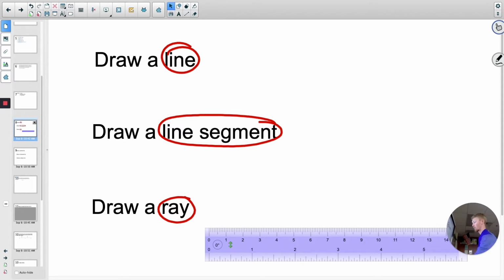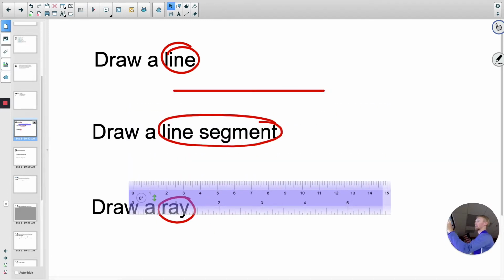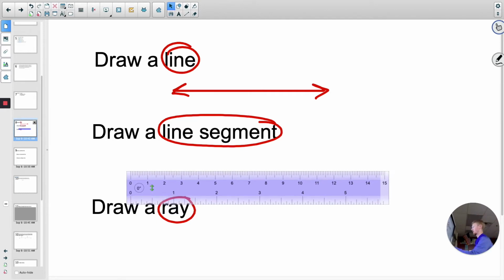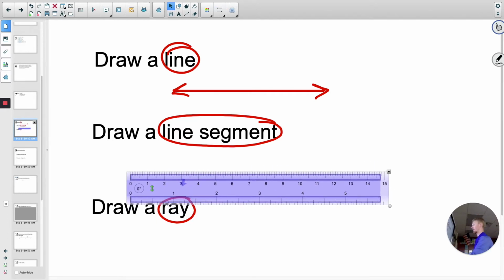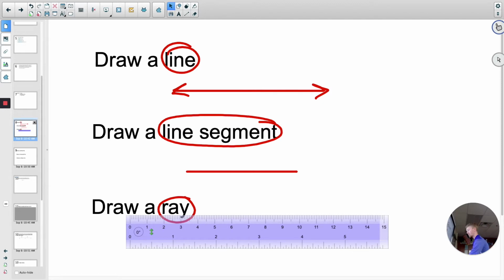So first, drawing a line. When I draw a line, lines are infinite. They go on in both directions infinitely. They keep going and going and going. Line segments have endpoints. So when I draw a line segment, I need to put at the end of that line segment 2 dots to show that's where it stops. Okay? So there's my line segment.